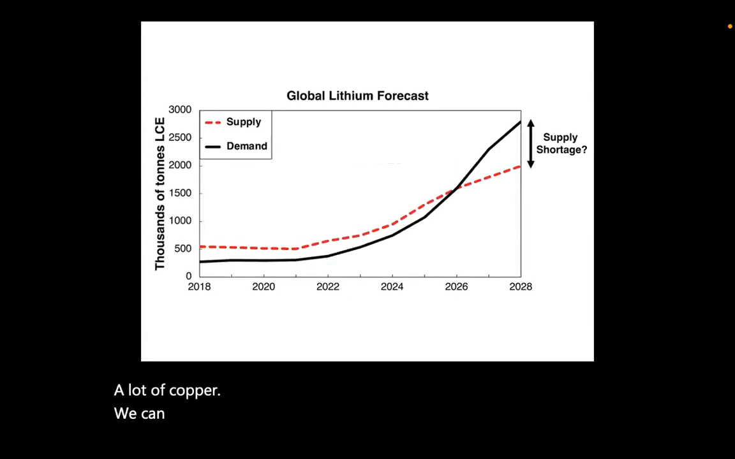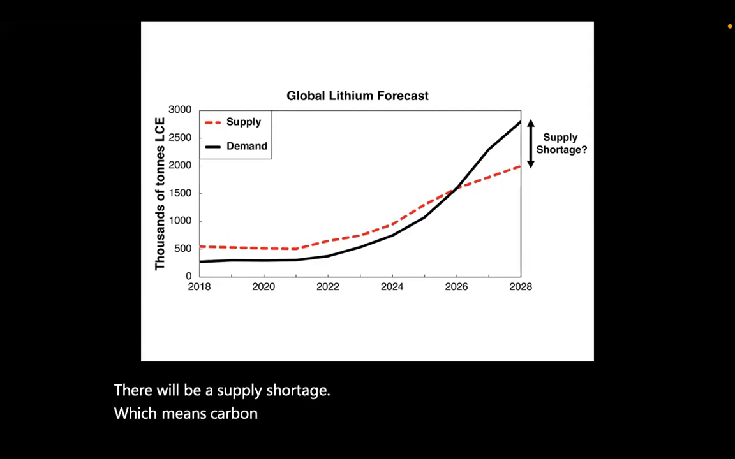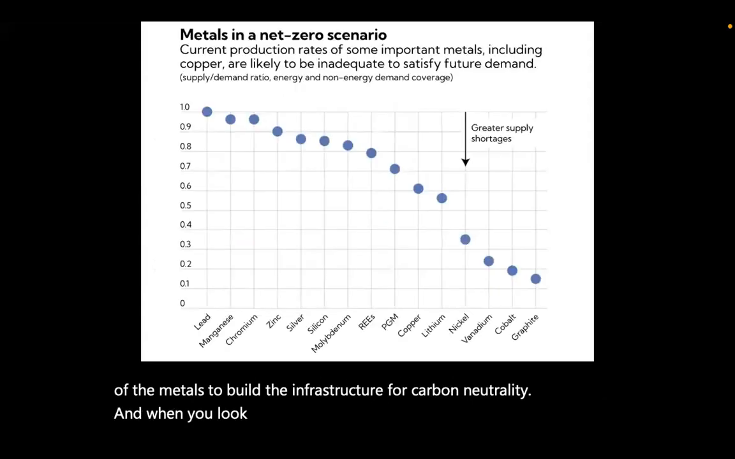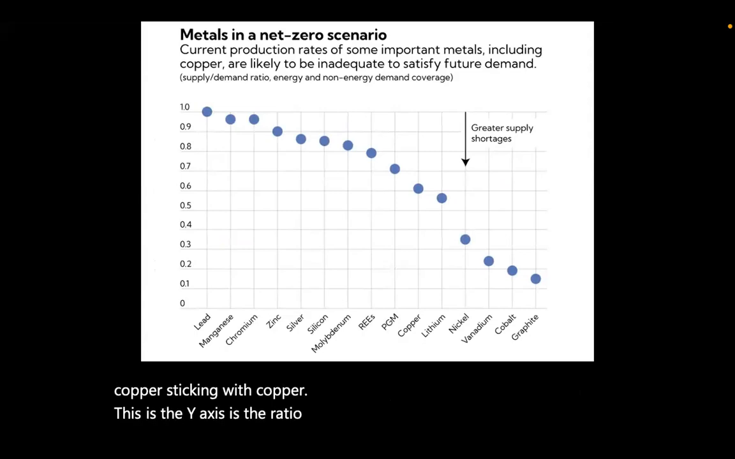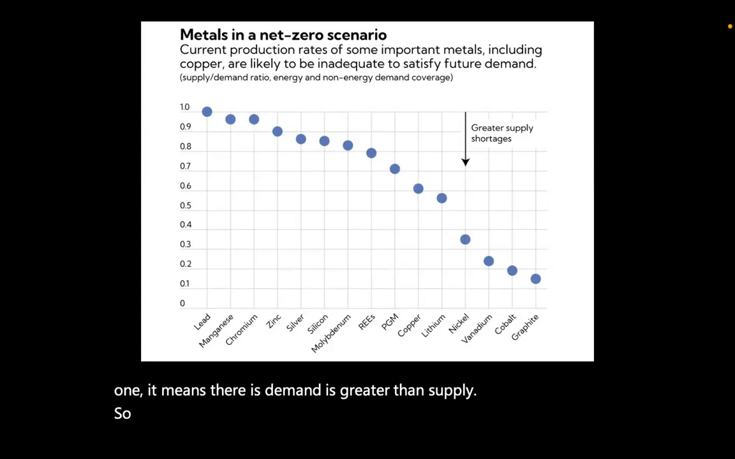We can look at the same thing for lithium. All those lithium-ion batteries, there will be a supply shortage, which means carbon neutrality cannot happen if you don't have enough of the metals to build the infrastructure for it. When you look at this busy slide, I'll just focus you right here on copper. The y-axis is the ratio of supply over demand. When that's below one, it means demand is greater than supply. So we don't have enough of these metals right now in the pipeline to make carbon neutrality happen.